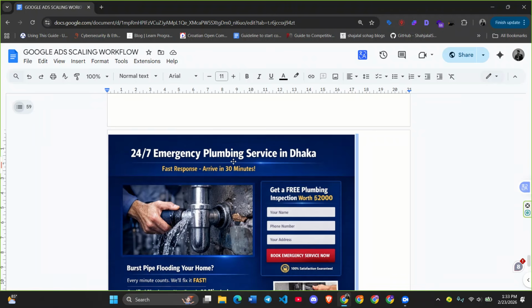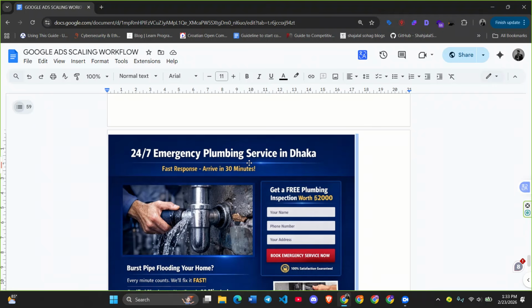In here you must include a headline that is obviously keyword-aligned, such as 24/7 emergency plumbing service in Dhaka. It has the keyword and the location, and it is set as the H1 headline. Then you must include a sub-headline, where you add your business value proposition.